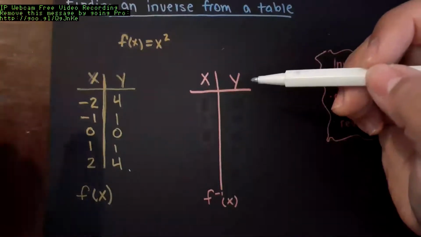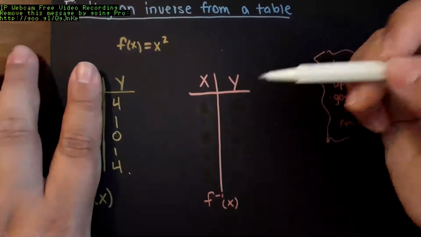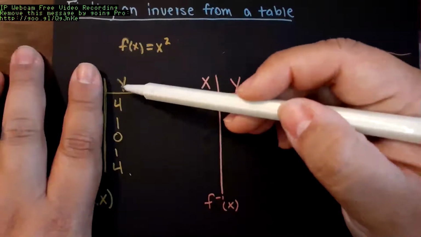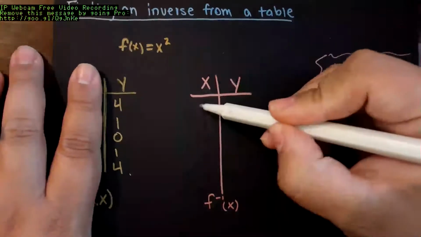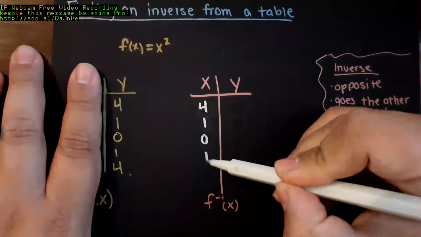So the easiest way to do that is I'm just going to cover the x part and I'm just going to see my y points. So remember, my y has now become my x. So I'm just going to write my points right here.